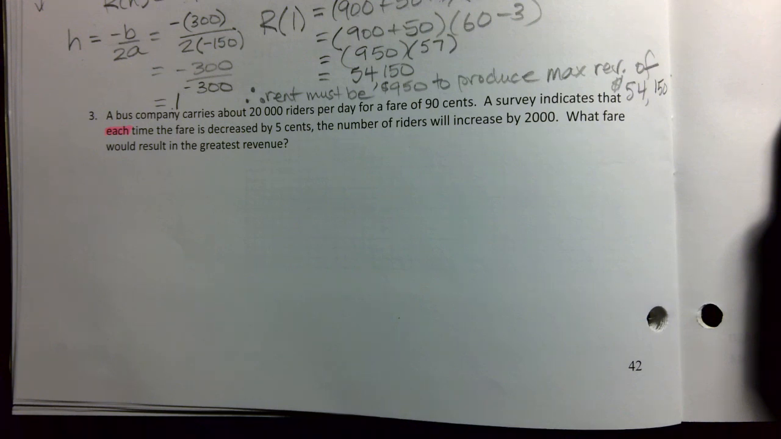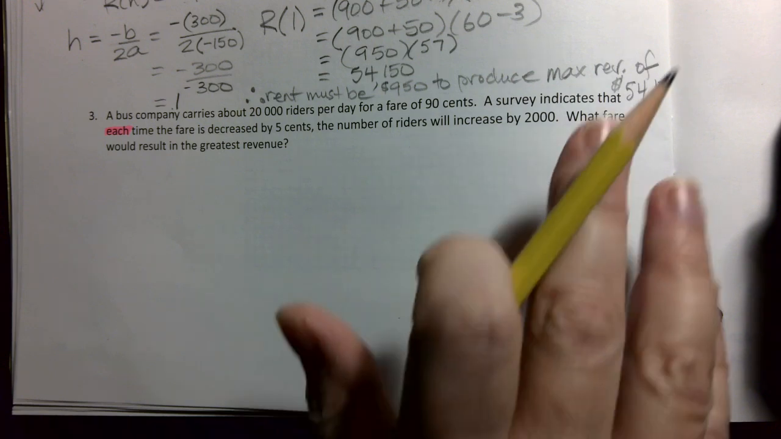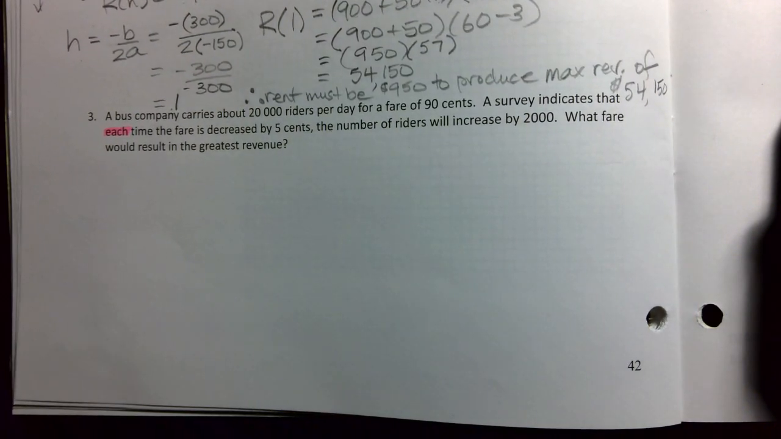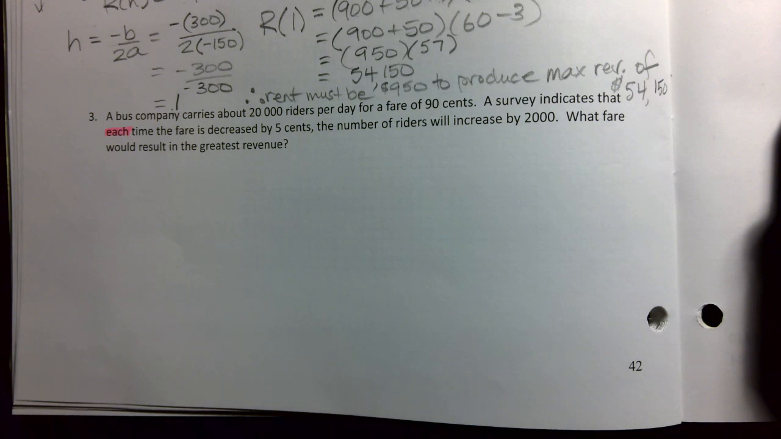Alrighty, and last but not least, number 3. Let's give this a try. A bus company carries about 20,000 riders per day for a fare of 90 cents. That's pretty cheap. A survey indicates that each time the fare is decreased by 5 cents, the number of riders will increase by 2,000. What fare would result in the greatest revenue?